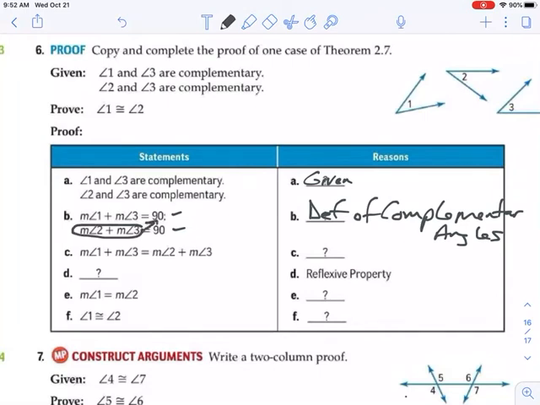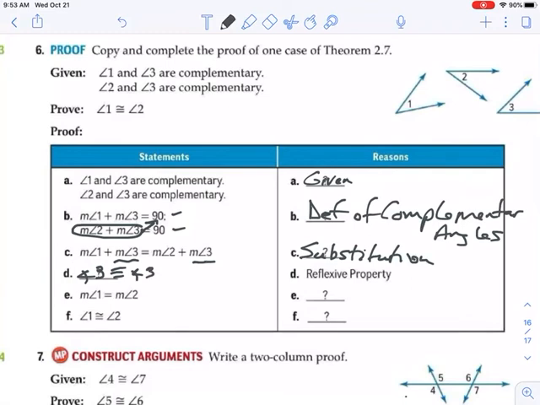This is one of the cases where transitive, substitution, syllogism all work. I'm more of a substitution person. Take something out, put something in its place. Reflexive property. Everything equals itself. What we haven't said here yet is that angle 3 and angle 3 equal themselves. Angle 3 is congruent to angle 3.